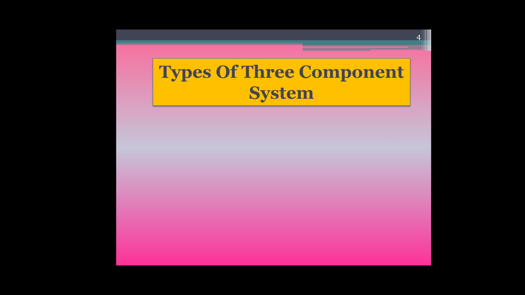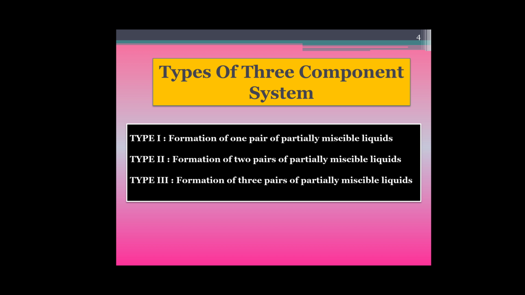Basically, we should know what are the various types of three component system. These are the three types of three component system, in which type number 1 is the formation of one pair of partially miscible liquids. Type number 2 is the formation of two pairs of partially miscible liquids, and type number 3 is the formation of three pairs of partially miscible liquids.